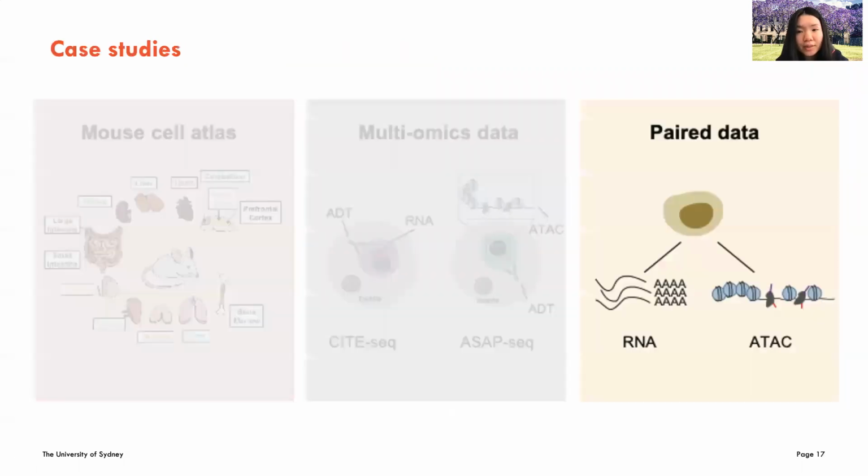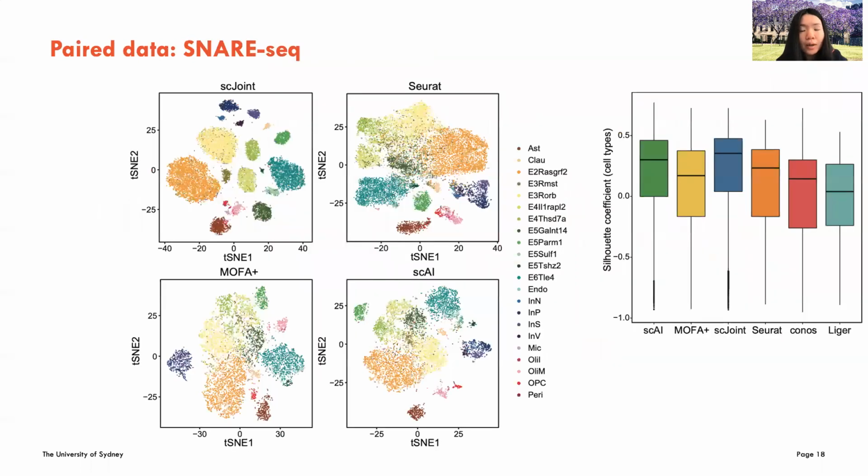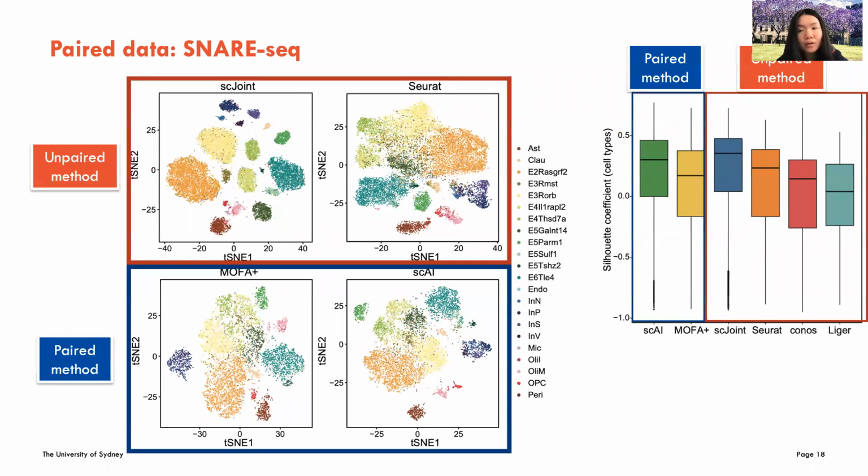Finally, I will use RNA-seq data as gold standard to evaluate the performance of scJoint. We compare scJoint with two other methods that are designed for paired data. We can see that in the joint embedding of scJoint, the cell types are clearly grouped separately. And looking at the evaluation metrics, we found that scJoint outperformed the other two methods.